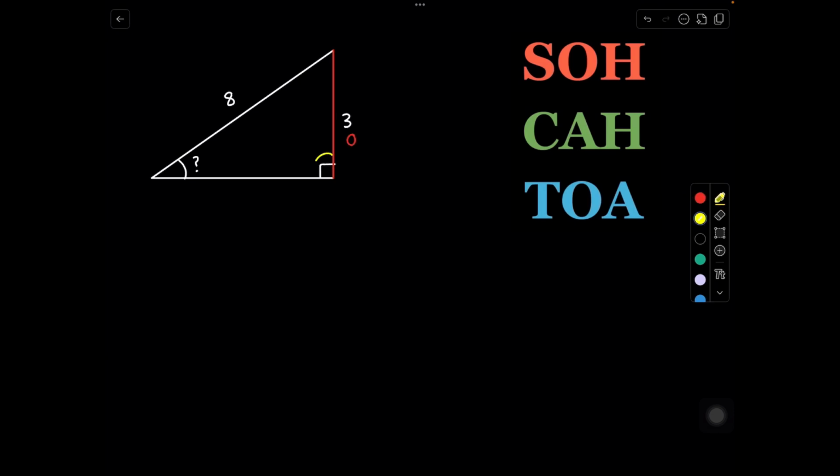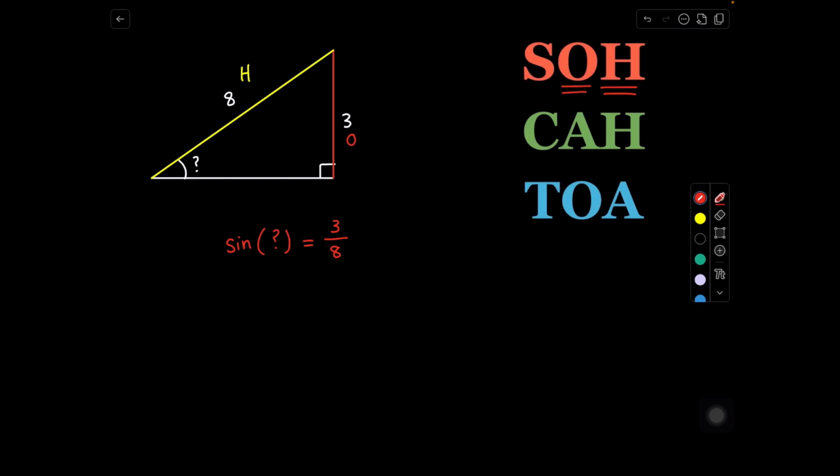And then looking at our right angle, the 8 is across that right angle, so that's our hypotenuse. Now looking at SOH CAH TOA, which one of these has O and H in it? Well, sine does. So we can use sine here. Okay, so we can write sine, and then you always write the angle in there, even if you don't know it. So I'm going to put a question mark in there, and then I'm going to write opposite, which is the 3, divided by the h, which is the 8.